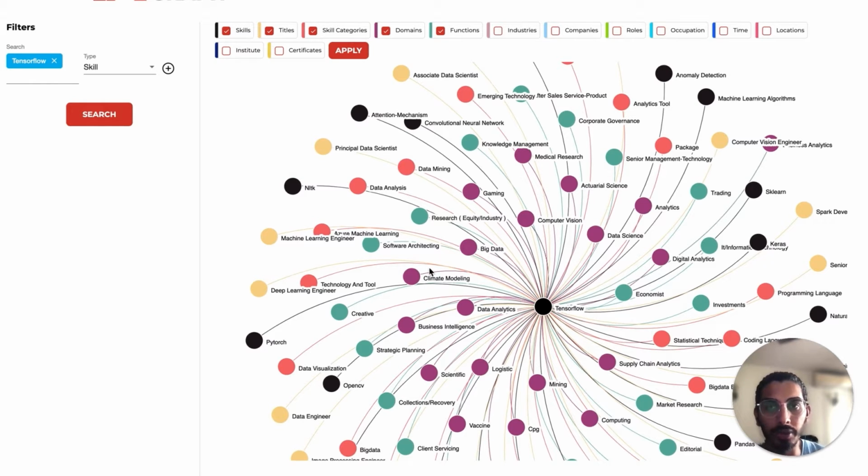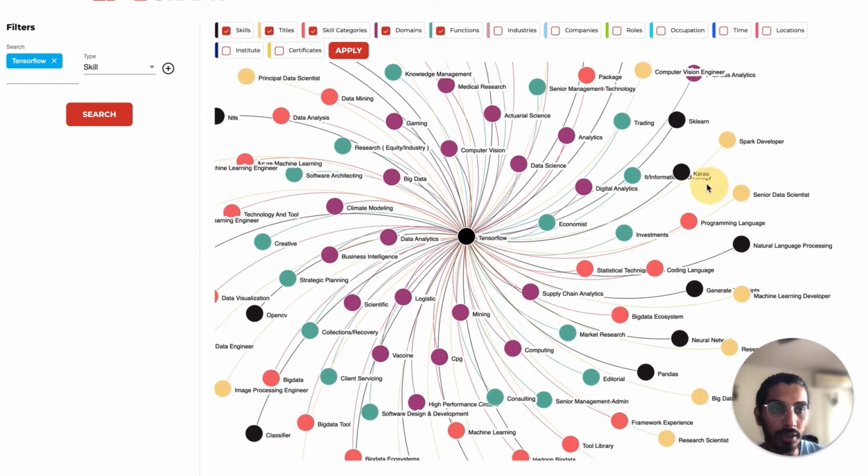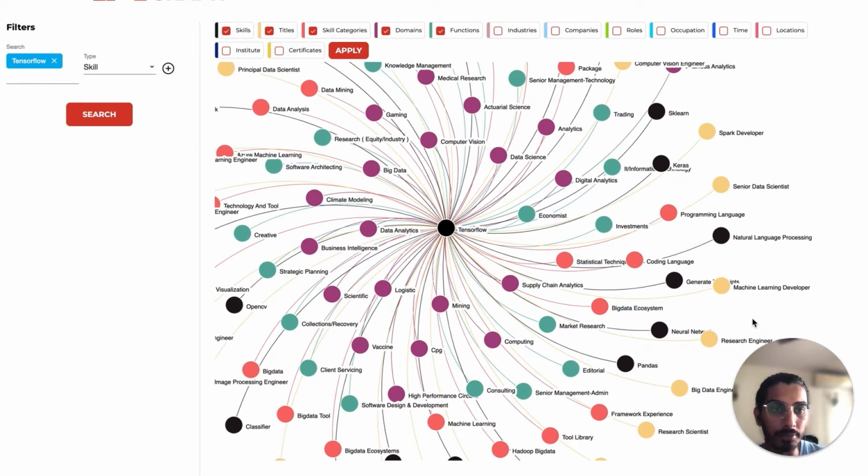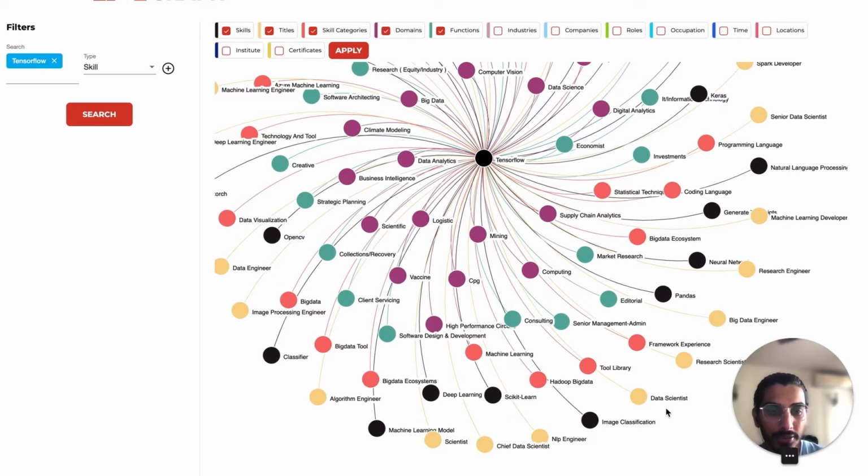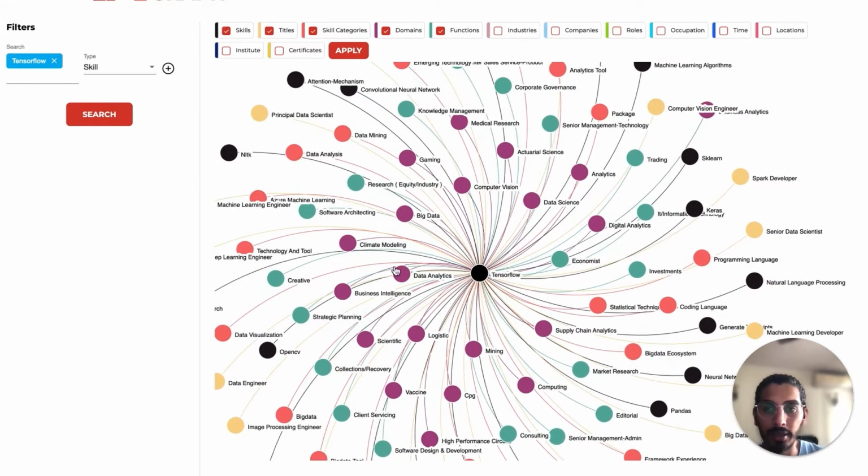Now what kind of related titles? Deep learning engineer, machine learning engineer, principal data scientist, associate data scientist, computer vision engineers, Spark developer, senior data scientist, machine learning developer, research engineer, big data engineer, data scientist, NLP engineer, algorithm engineer, image processing engineers have this as a skill.